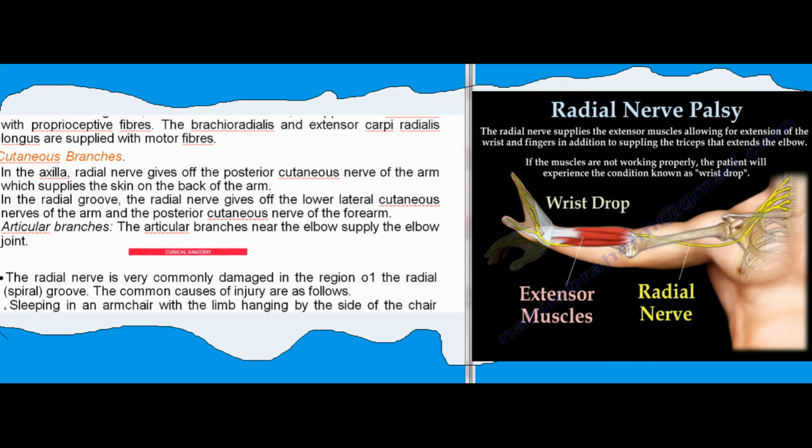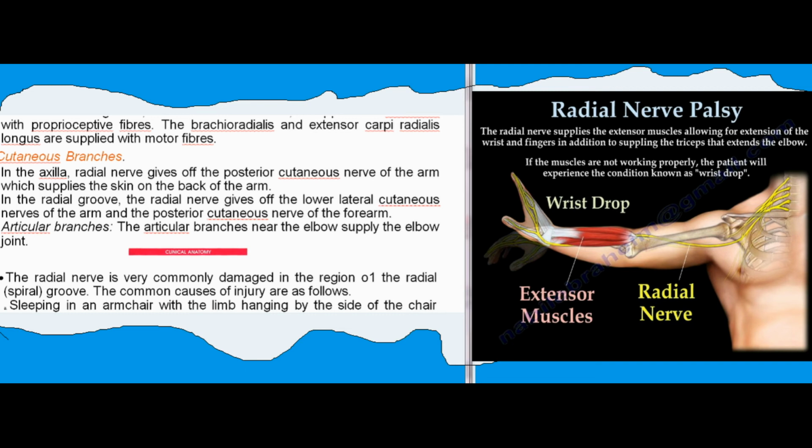Cutaneous branches. 1. In the axilla, the radial nerve gives off the posterior cutaneous nerve of the arm which supplies the skin on the back of the arm. 2. In the radial groove, the radial nerve gives off the lower lateral cutaneous nerves of the arm and the posterior cutaneous nerve of the forearm. Articular branches. The articular branches near the elbow supply the elbow joint.